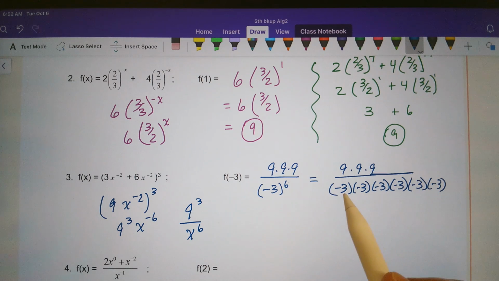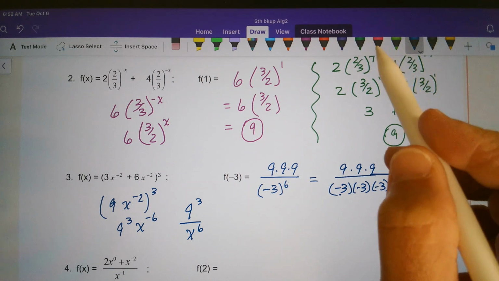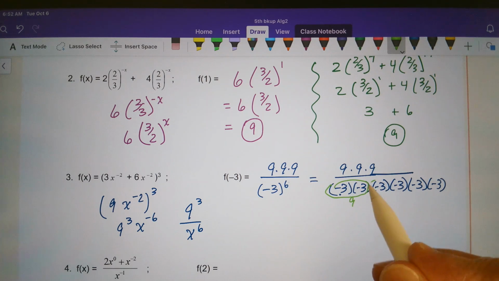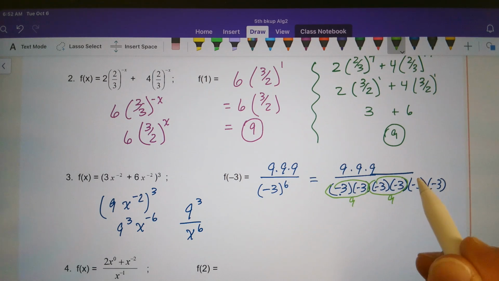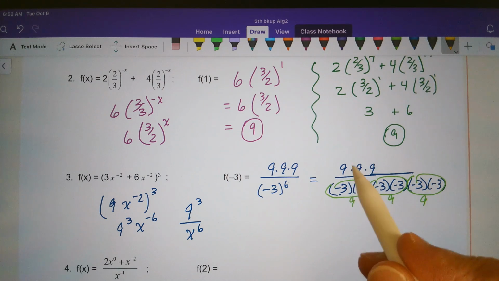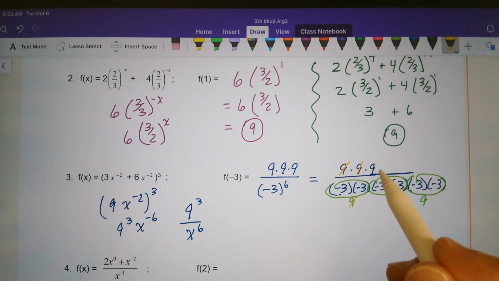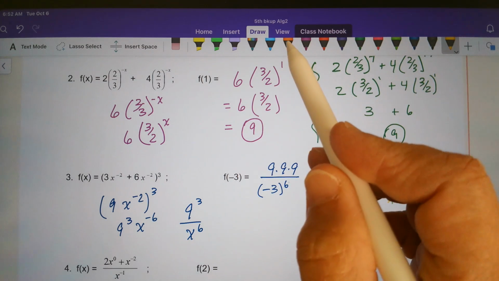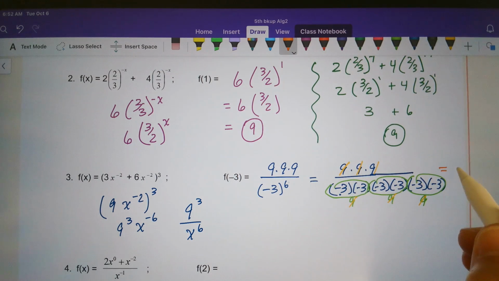Okay, well, negative 3 times negative 3 is 9, and this is 9, and this is 9. So now these divide out, and when everything divides out, our answer is 1.